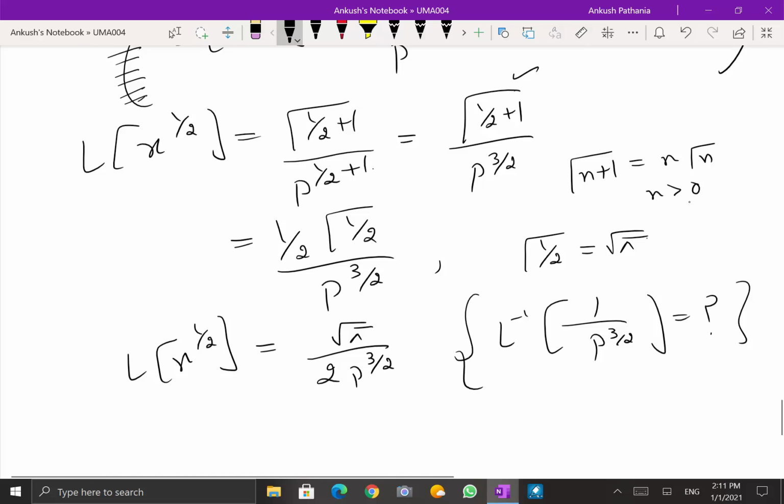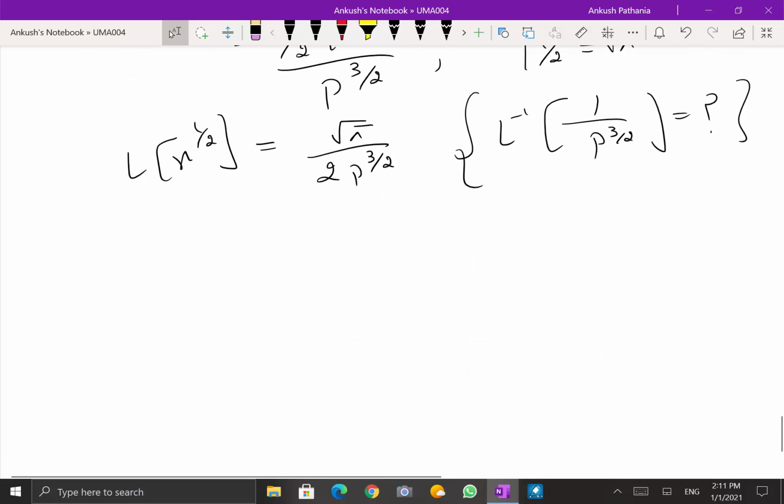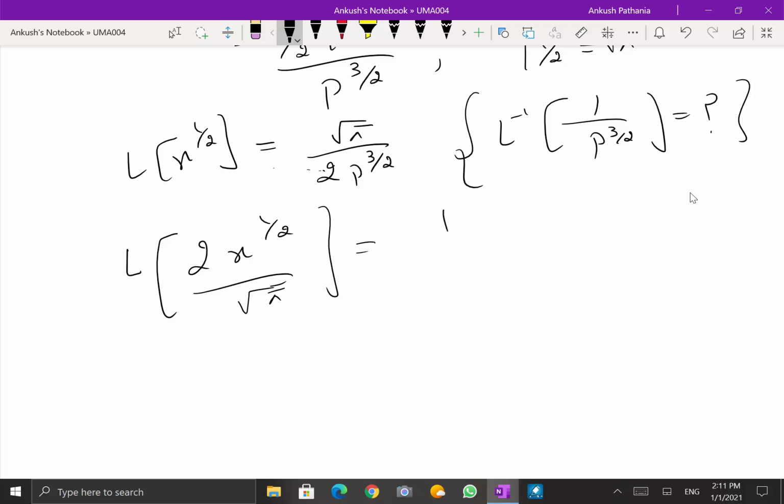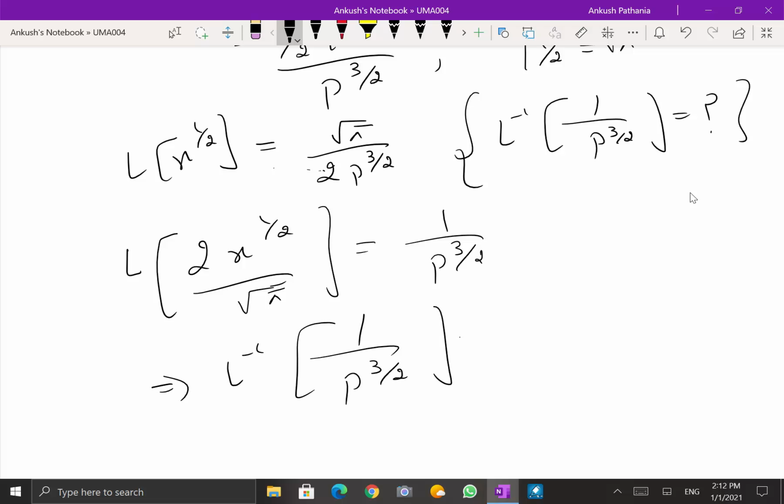So for that I need to adjust these constants: I took 2 here and root pi here. So this gives me 1 upon p^(3/2). So it implies that Laplace inverse of 1 upon p^(3/2) is equal to 2 root x upon root pi, or 2 root of x upon pi. So this is the solution of the given problem.